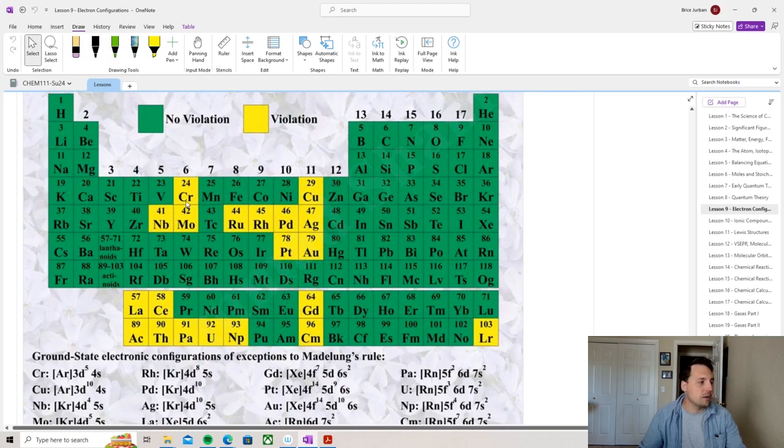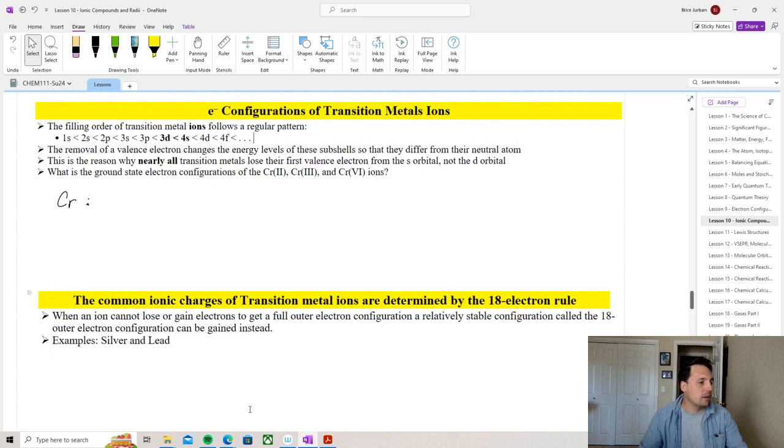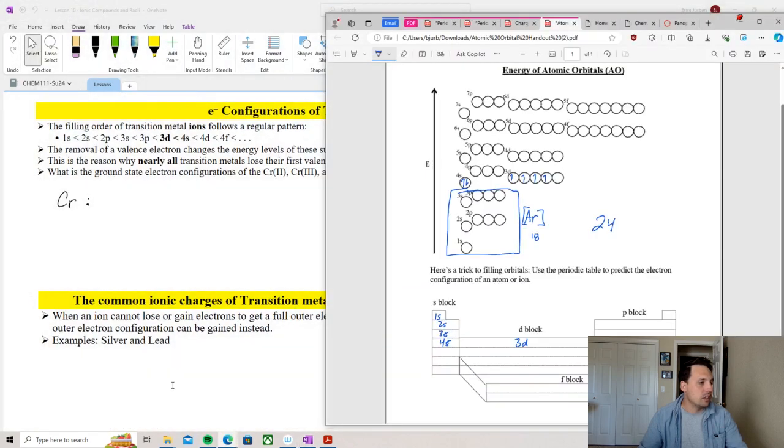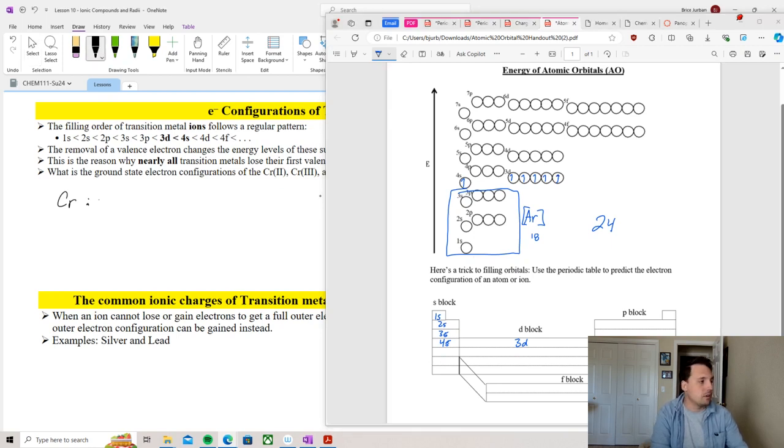Chromium is indeed an exception to the standard filling of the electron configurations. Now, why is it an exception? Well, it is 1 electron away from having a half-filled set of 3d subshells. So what can typically happen with chromium is one of these electrons will go into this orbital. So we'll write the proper notation for chromium, which is argon, 4s1, 3d5.